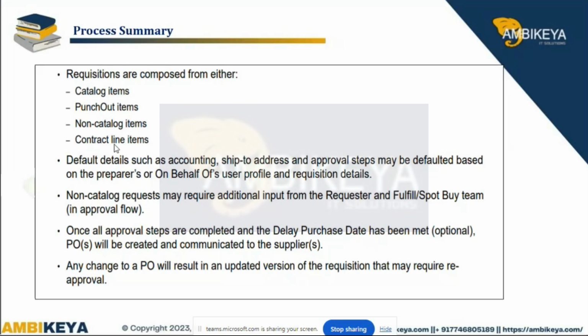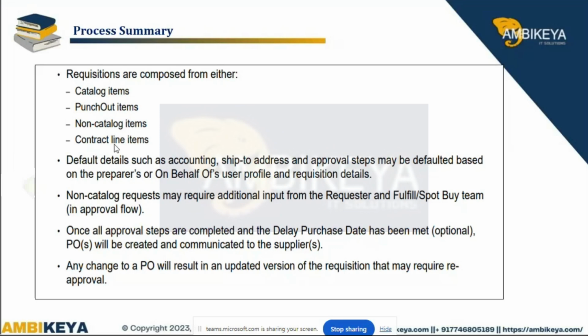Next, it will be notified to Nitin, since he is the requester, and he can enter the remaining additional information that is required, and then submit it. This is basically for a non-catalog item. If it is a catalog item, all the information is already specified in the catalog. As soon as he adds the catalog item to the cart, it will be populated in the purchase requisition, so you don't need to enter additional information.